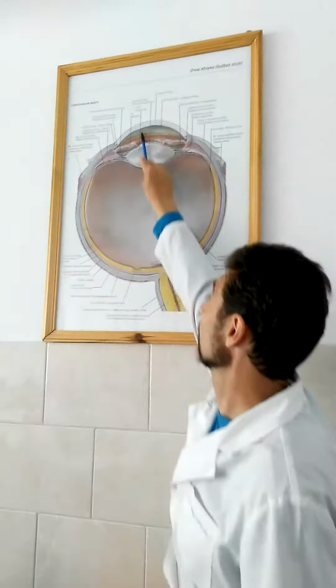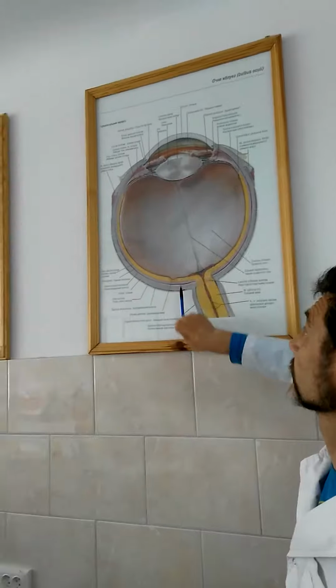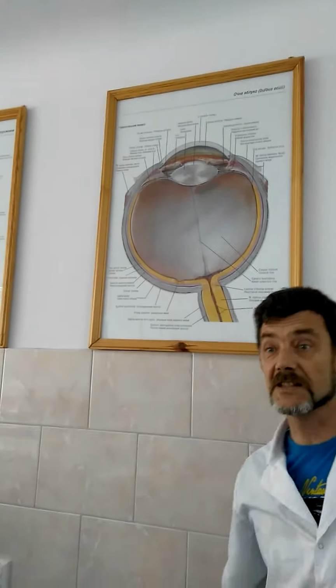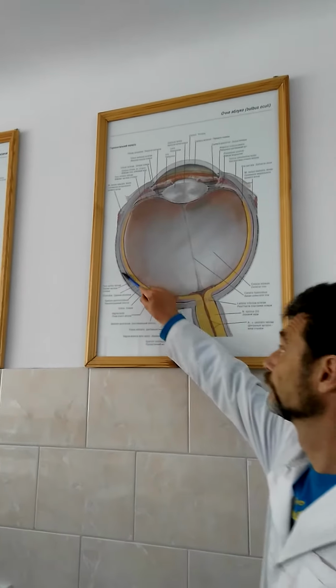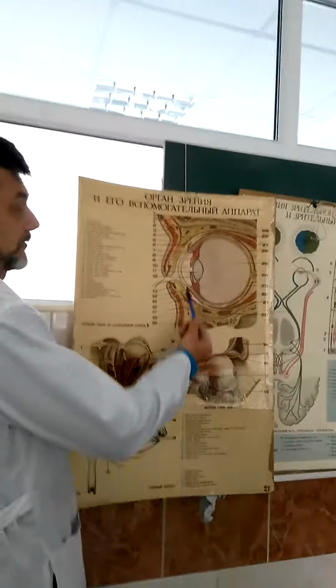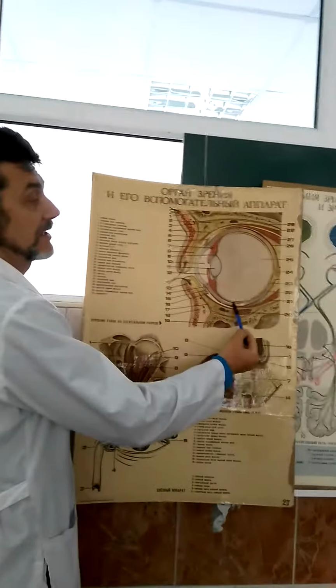Axis opticus. And axis anatomicus, which connects various points of the eyeball. So it consists of three layers: external layer, tunica fibrosa, the fibrous layer. There are two parts on this layer: cornea and sclera.